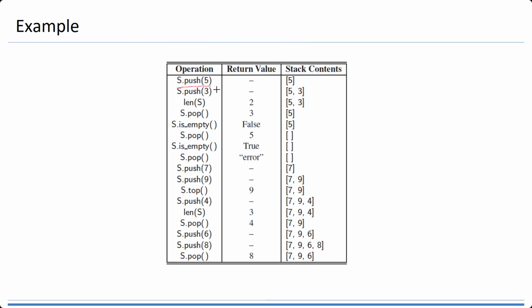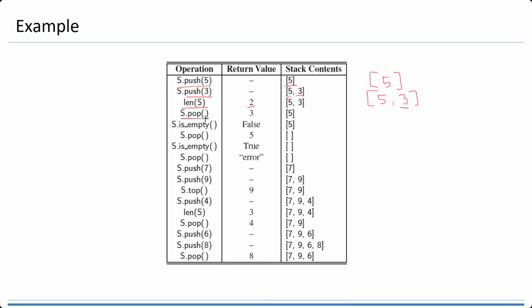If you use this one, push 5, then now the stack content will be 5. And then you push 3, then now the stack content will be 5 and 3. So 3 will be the top or the last item. If I want to check what is the length of S, we have 2 items.